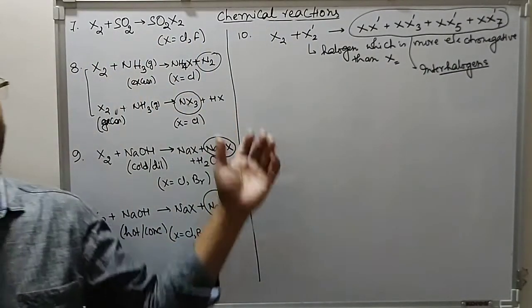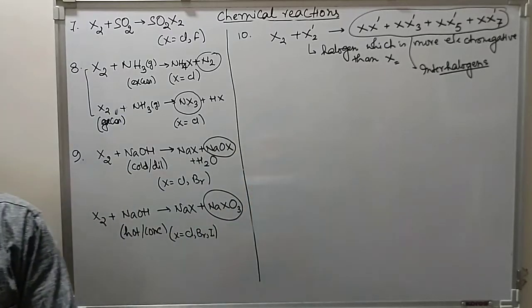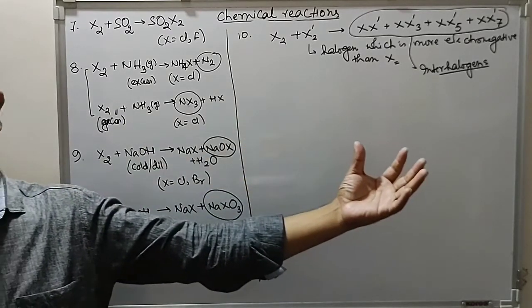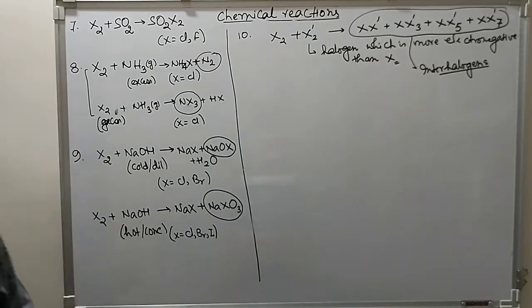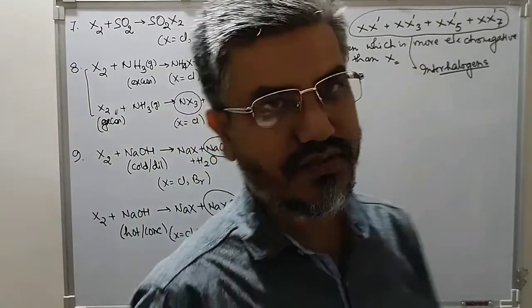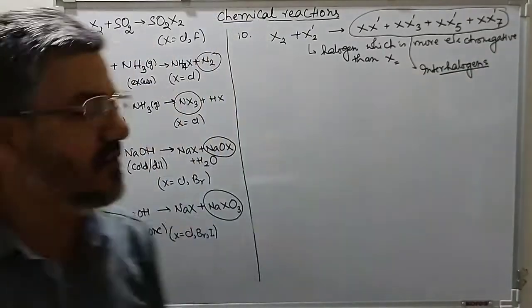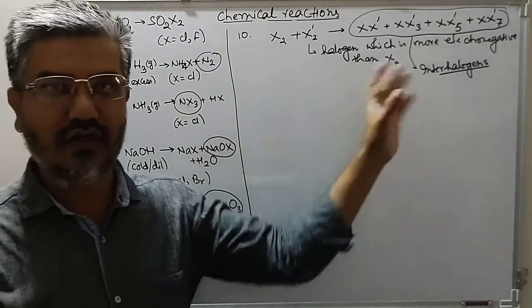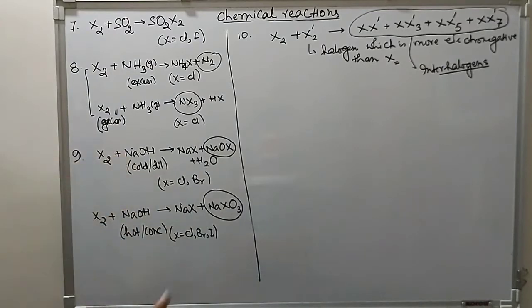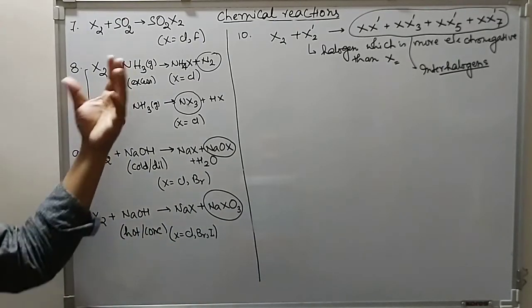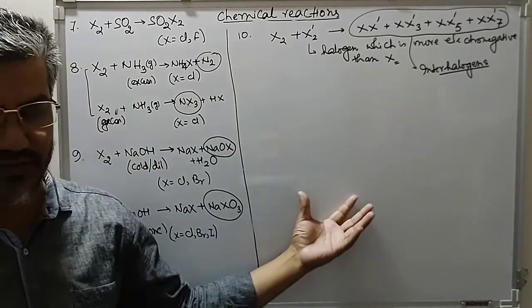In this way, these halogens give different types of reaction. Apart from this, we have seen a number of reactions in which they are used for halogenation of hydrocarbons. Hydrocarbons react with halogen to give haloalkanes. That is an entirely different thing that we often discuss in organic chemistry. But if you look at inorganic substances, these halogens show different types of reaction.